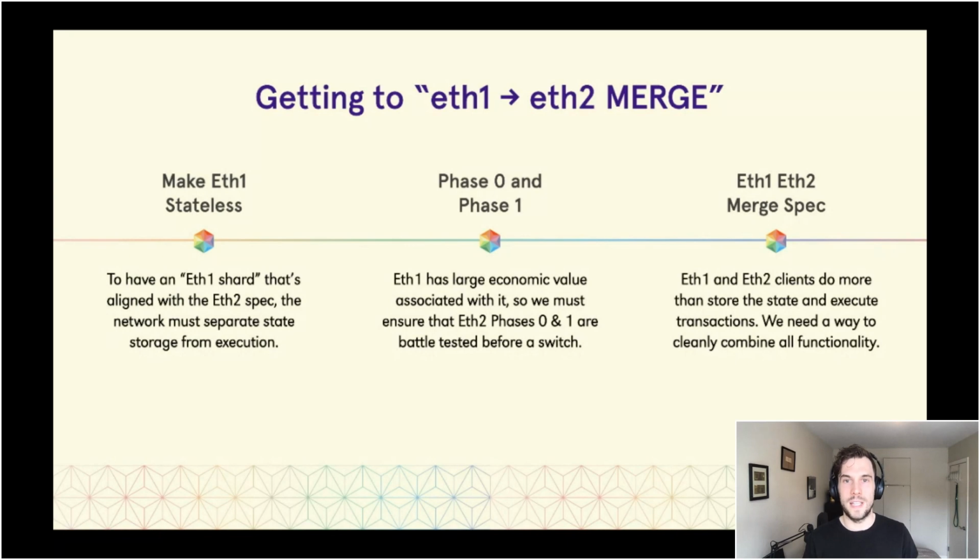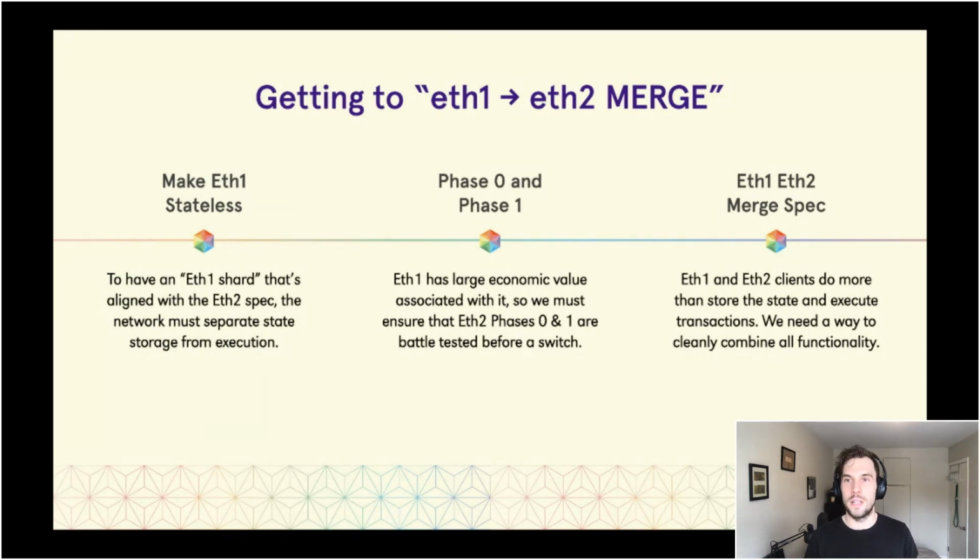Then we need both phase 0 and phase 1 of Eth2 to be live. So like was mentioned many times today, phase 0 is the beacon chain of Eth2, which is what brings us proof of stake. And phase 1 is what brings us the sharding system for Eth2. And before we transition the current Eth1 system over, given that there's huge value associated with it, we want to make sure that both those phases are live and battle tested.